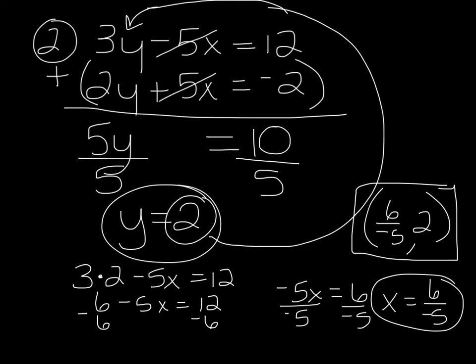Now, I know I mentioned this once before when we talked about substitution, but this would be a good example of why we have other methods other than just graphing, because to find the point 6 over negative 5, comma 2 on your graph would not work out very well.